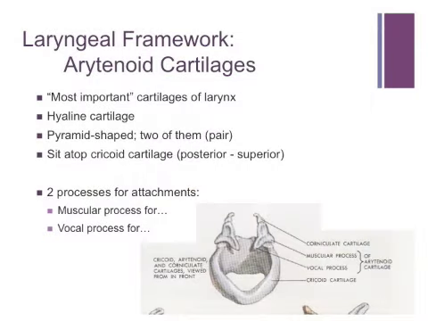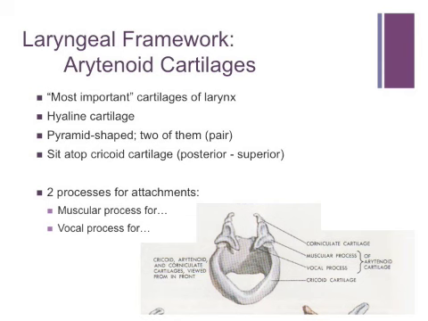The next cartilage is a paired set. There are 2 arytenoid cartilages within the larynx. The arytenoids are critical to the functioning of the larynx because this is where the true vocal folds will attach as well as how they will move. More on movement next week. The 2 arytenoid cartilages are also made of hyaline cartilage and are pyramid-shaped. They sit on top of the cricoid cartilage, atop the articular facet on the posterior superior surface.